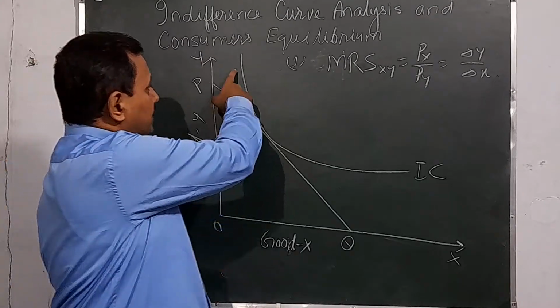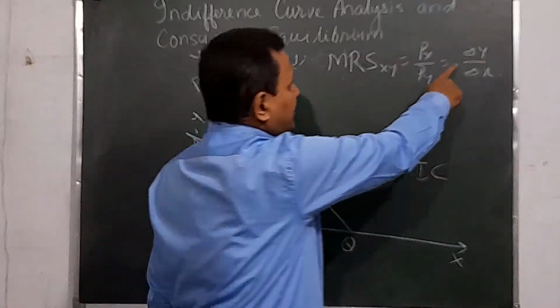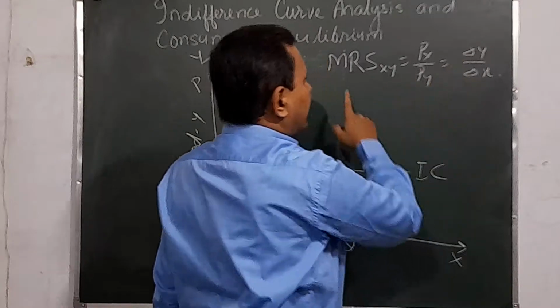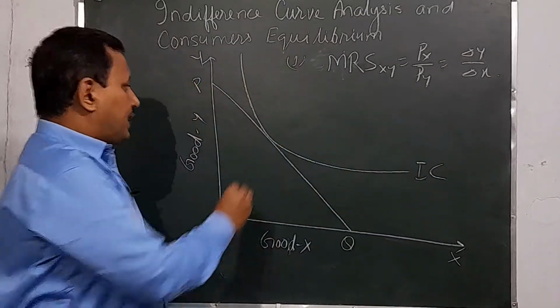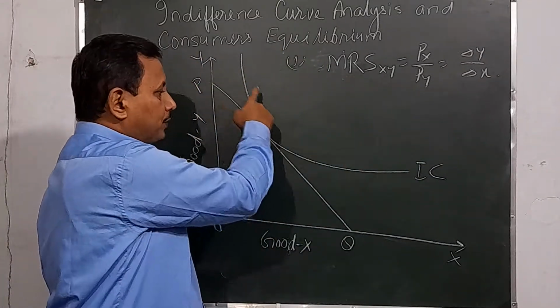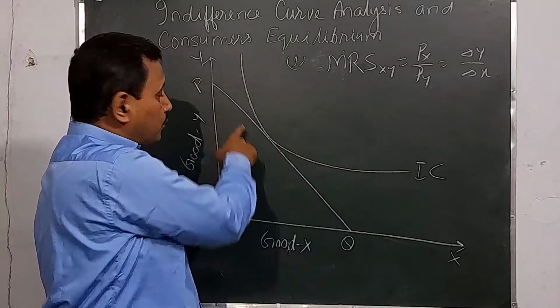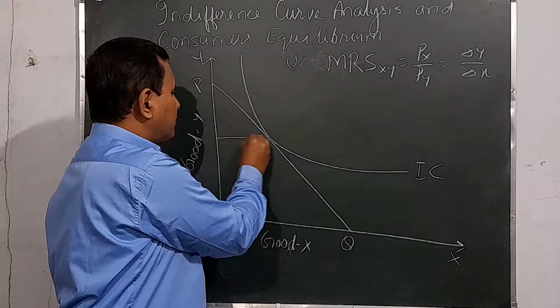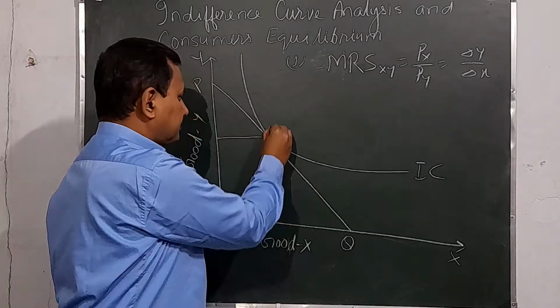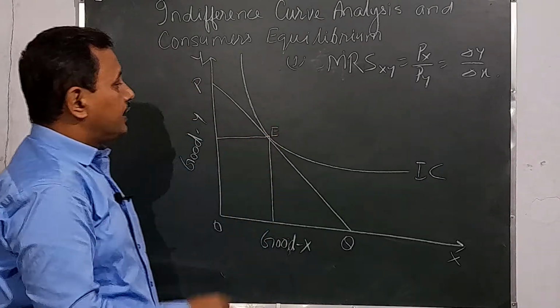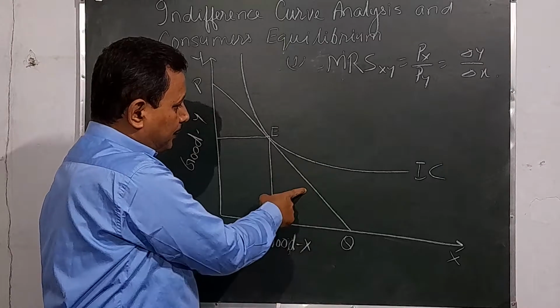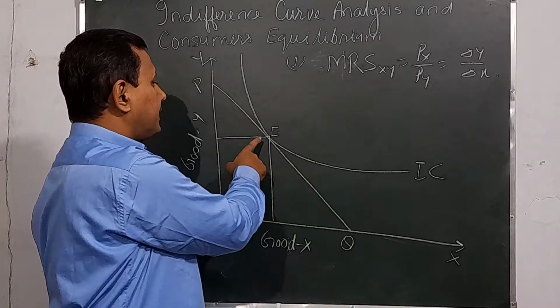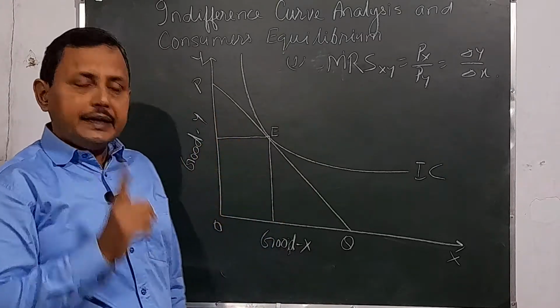So marginal rate of substitution is the slope of the indifference curve, which is delta y by delta x. The point at which the slope of the indifference curve is equal to the slope of the budget line, at that point the consumer reaches equilibrium. If at point E the slope of the indifference curve and the slope of the budget line are both equal, the consumer will reach equilibrium at point E.